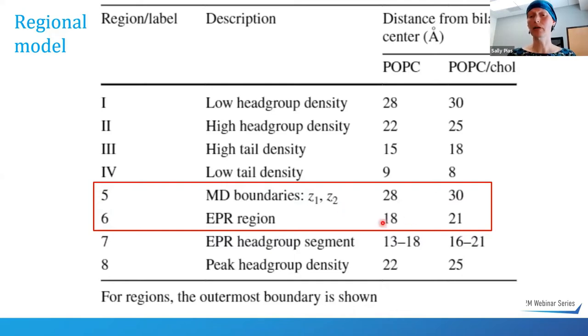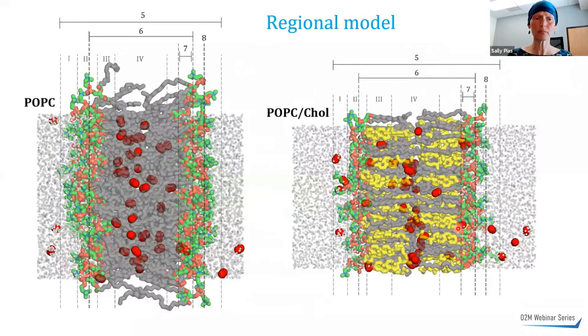But the EPR region, in terms of where the probes are, is narrower, okay? So the EPR region falls here in this bar, which is primarily the hydrophobic or nonpolar portion of the membrane. Whereas molecular dynamics simulations show that the membrane has a wider breadth.